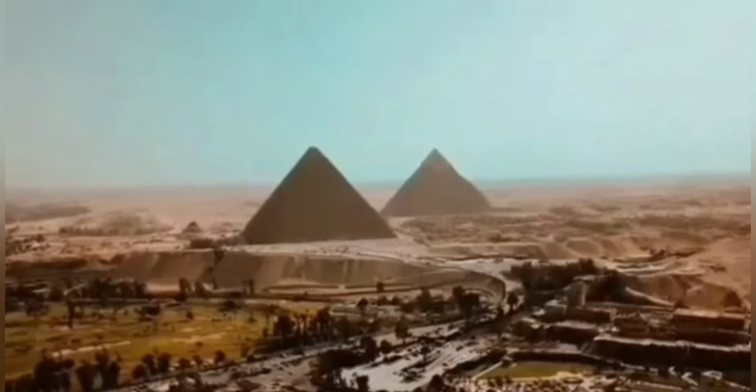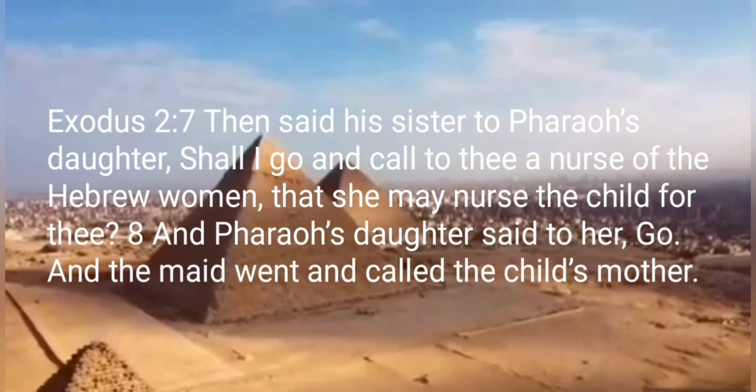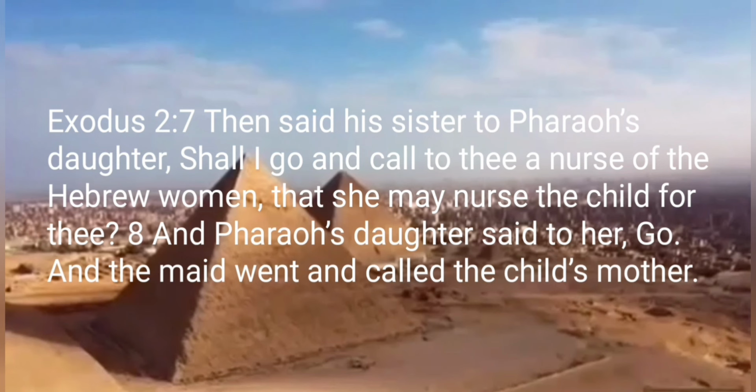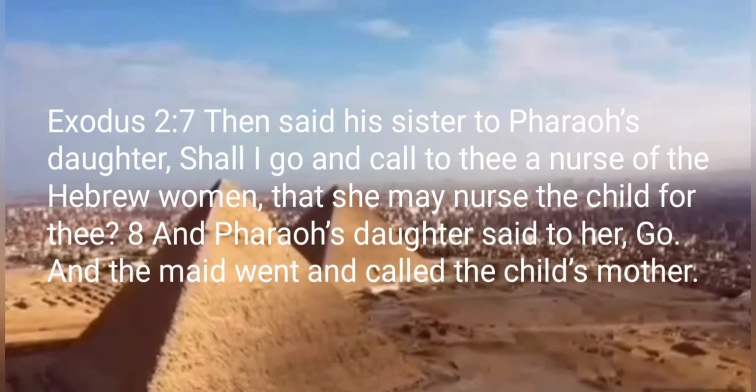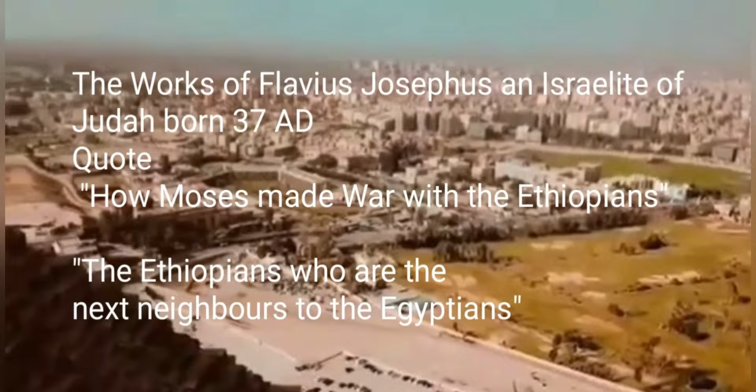Now it says here, "Then said his sister to Pharaoh's daughter, shall I go and call to thee a nurse of the Hebrew women, that she may nurse the child for thee? And Pharaoh's daughter said to her, go. And the maid went and called the child's mother." So she got her mother to do it, just like Renetunet, perfect match.